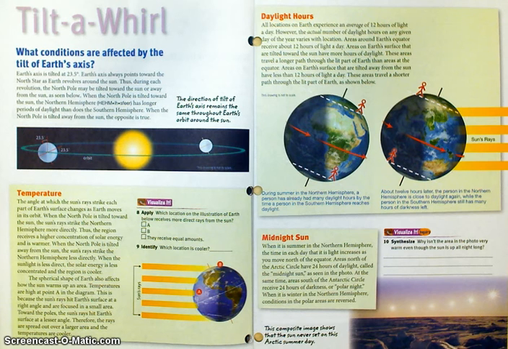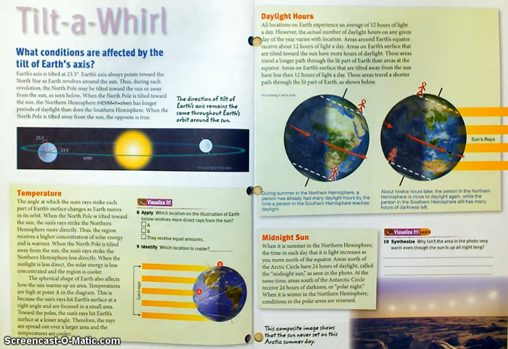I'm on page 228. This is screencast number 2 for Unit 5, Lesson 1. What conditions are affected by the tilt of Earth's axis? Well, we're going to find out that two things primarily are affected by the tilt of the Earth's axis. Number one is the temperature, and number two is the amount of daylight hours. And we're going to find, as we go through this lesson, that it is the number of daylight hours and how directly we're receiving sunlight that's going to help to determine the seasons that we experience.